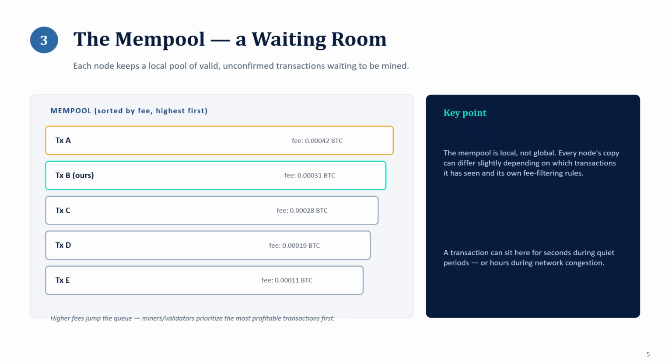Next, we are going to see about the mempool. Every node that receives a valid transaction places it into its mempool, short for memory pool. Think of it as a waiting room for transactions that haven't made it into a block yet. Notice the ordering. Transactions are typically sorted by fee, highest first, because miners and validators are economically motivated to include the most profitable transactions when they build a block.